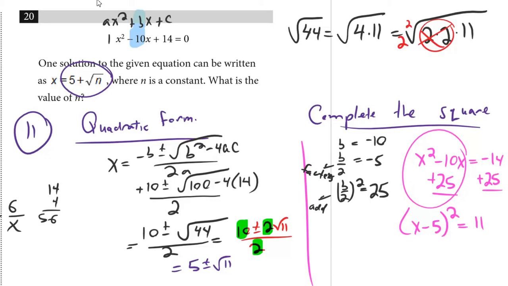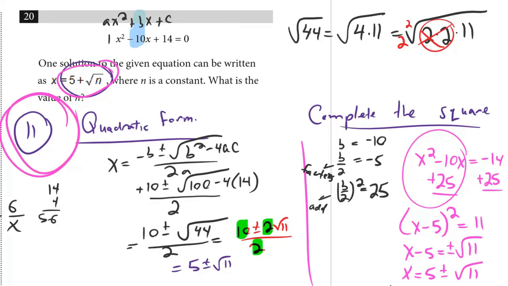If you take the square root of both sides, you get x minus 5 is plus or minus the square root of 11, because radicals always have a plus and minus. Even radicals have a plus and minus. Adding 5 to both sides, we have x is 5 plus and minus root 11. And the format is 5 plus root some number, so the n is once again 11. And that's our answer to this question.